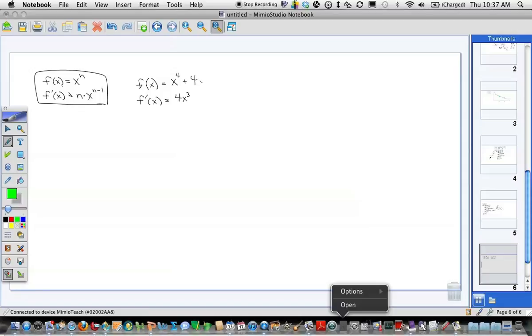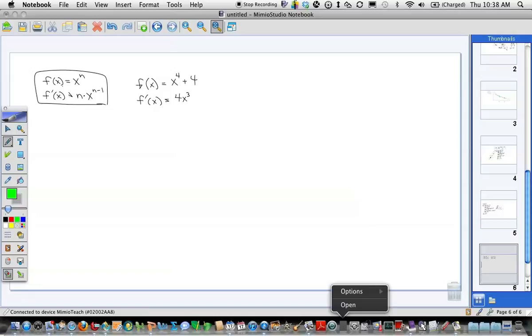Another way to think of it is this. 4 could be thought of as 4x to the 0, right? Because x to 0 is just 1. Do the power rule on that. Bring the 0 down in front, which of course would make the whole thing 0, right? So the derivative of a constant is always going to be 0, and so that's just an automatic. So we don't even have to think about that.